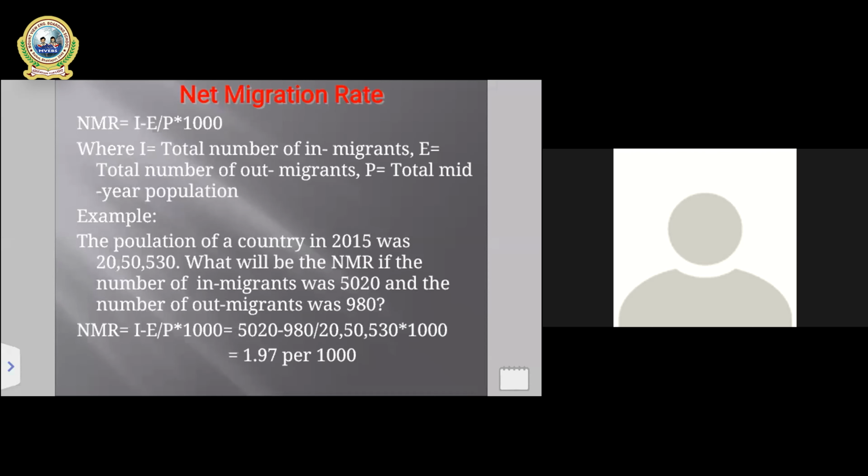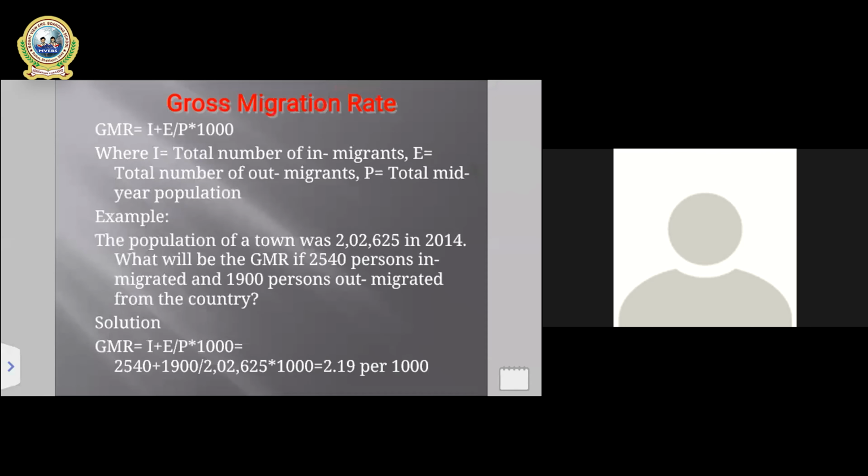Okay. And after that, the next measurement of migration rate is gross migration rate, or total sum, TMR or GMR. Now, to calculate gross migration rate: in net migration rate we have to subtract, but in gross sum we have to add. We have to add the incoming and outgoing number of population divided by P, the mid-year population, multiplied by 1000.